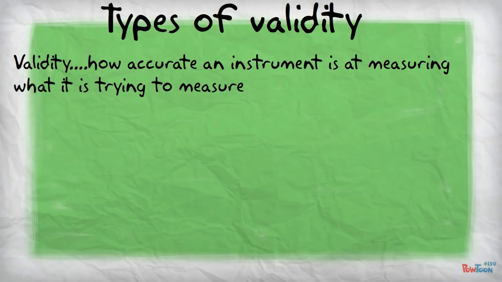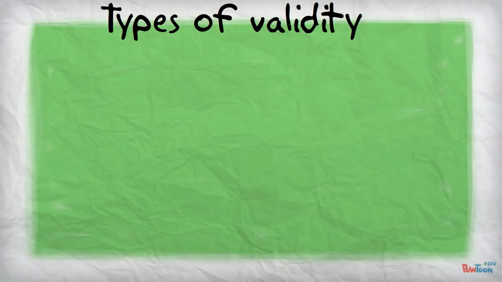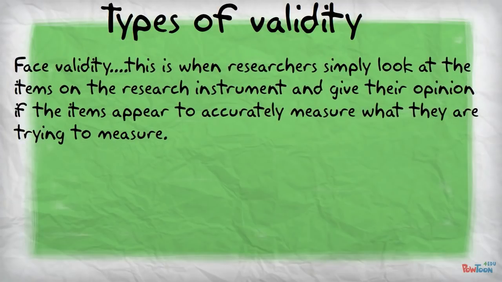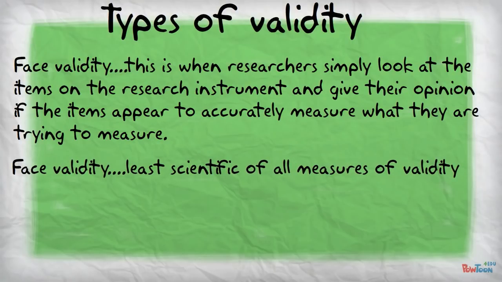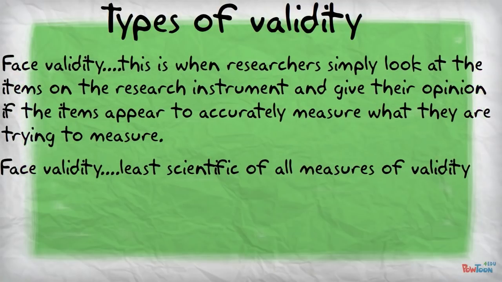There's a bunch of different ways of determining the validity of a research instrument. The first is face validity. This is when researchers simply look at the items on the research instrument and give their opinion if the items appear to accurately measure what they're trying to measure. Face validity is the least scientific way of determining if your instrument items are valid. Face validity is just the researcher's opinion if the items look valid or not.